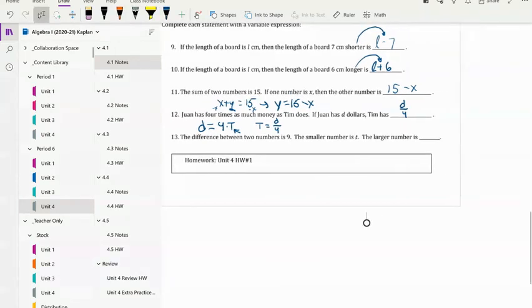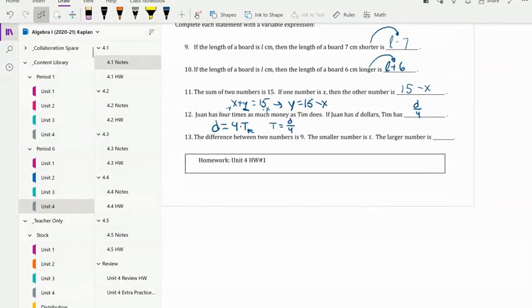Last but not least, the difference between two numbers is 9. The smaller number is T, the larger number is, all right, let's think about this. The difference between two numbers is 9. Well, the smaller number is T, so it's going to be something minus T equals 9. What do we want to call this other number? Let's call it B for big, and T for tiny. So B minus T is 9. The larger number is what we're finding, that B. To get the B by itself, let's add the T. So B equals 9 plus T, or T plus 9. Either way you want to think about it, but we'll call it 9 plus T.